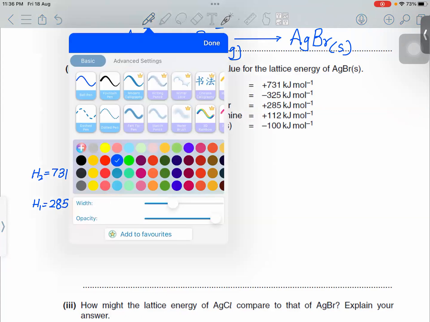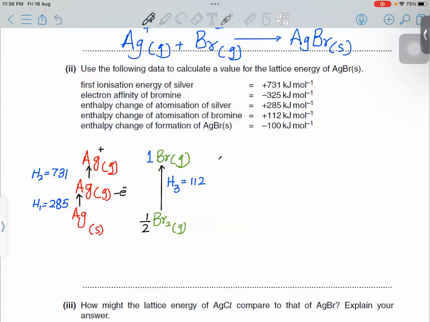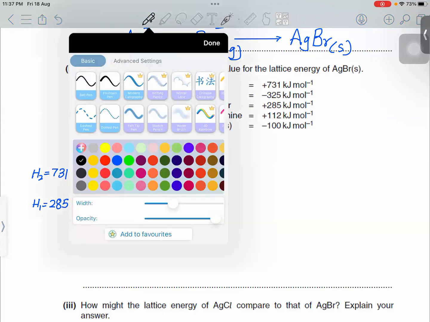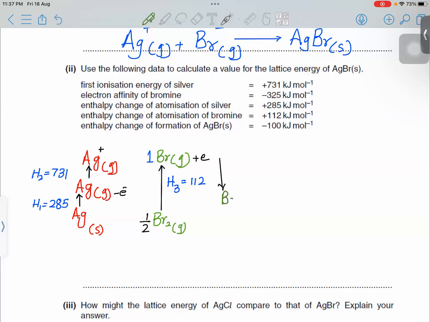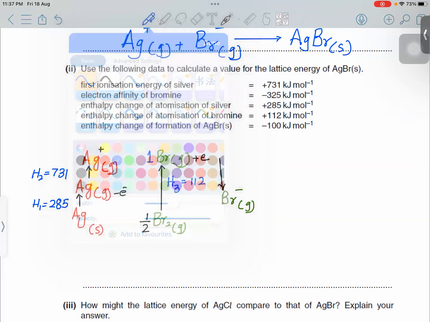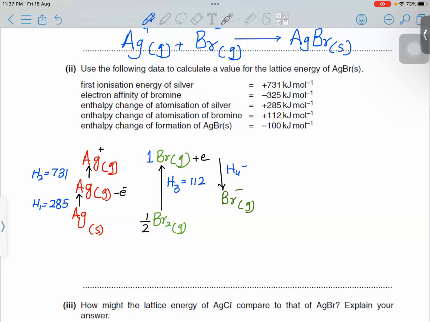Okay. So then write this. Electron is given to this. So this is Br minus gas. Now, this is H4. Can you tell me what is H4? So electron affinity of bromine. Yes. Can you tell me its value? So minus 325. Minus 325, right?